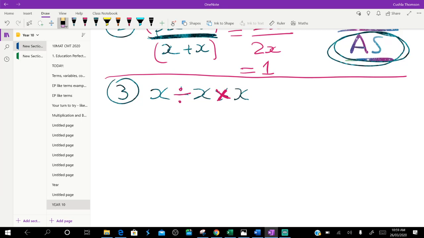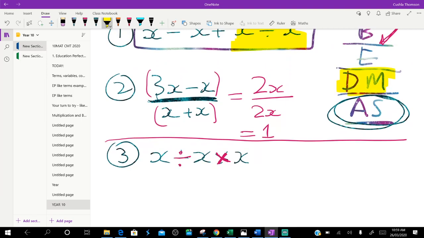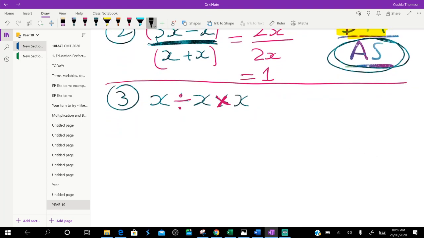Remember, division and multiplication go on the same level, right? So we just do them as we hit them, working from left to right. So here, the first thing we do is we go x divided by x. So x divided by x is 1 times x, right? Which just gives me x.